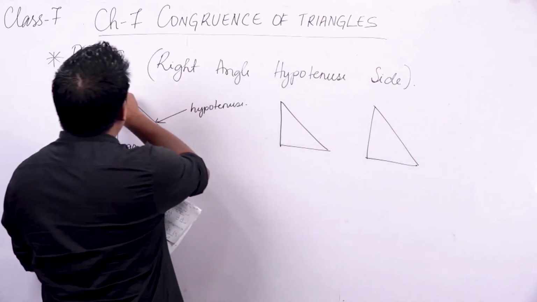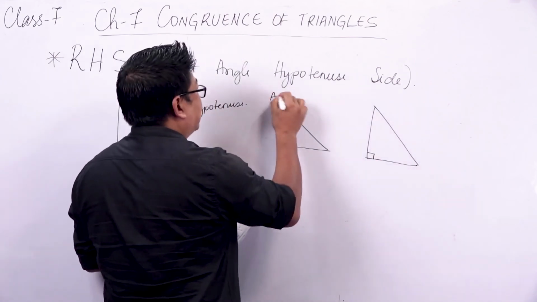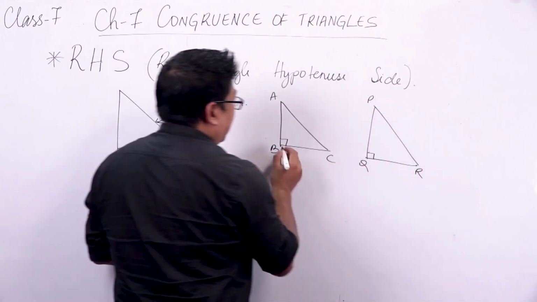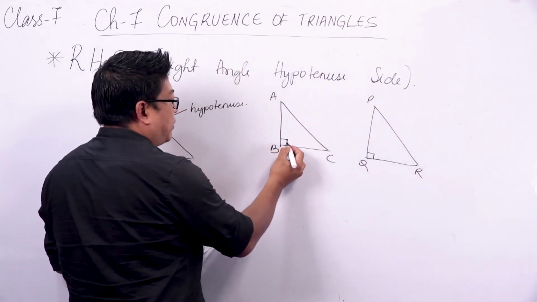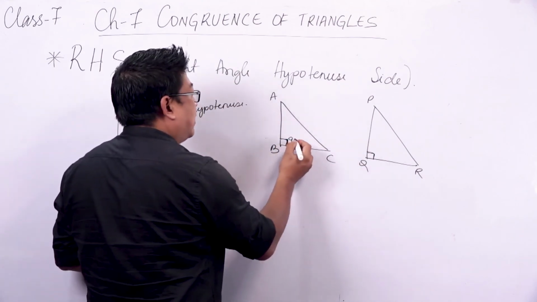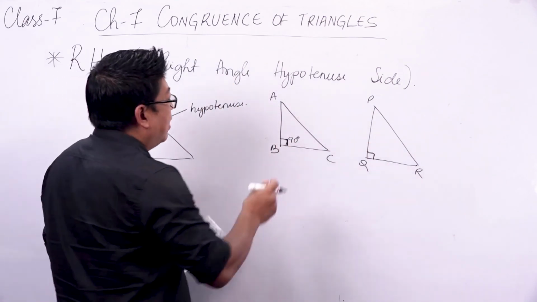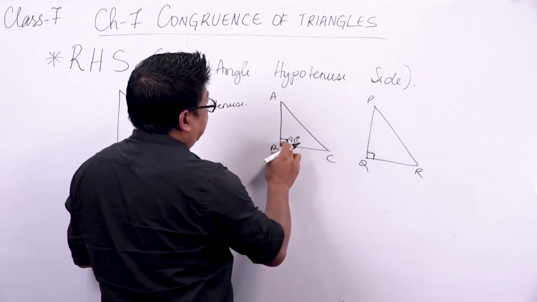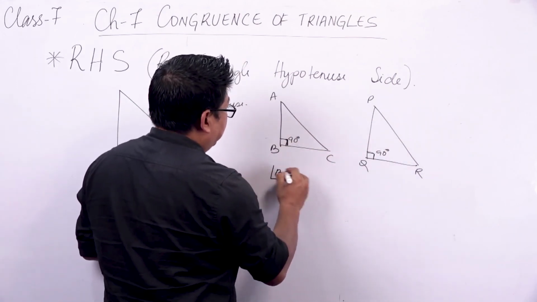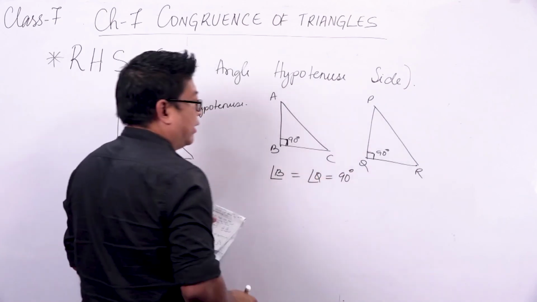and according to this criteria, they should be 90 degree. But first, let's name them A, B, C, P, Q, R. Now, 90 degree is always denoted by a box, all right? A box. So even if you don't write 90 degree, by looking at the box, you can say that it is 90 degree, all right? So, according to this criteria, right angles, these two should be 90 degree. That means angle B, angle Q should be equal to 90 degree.